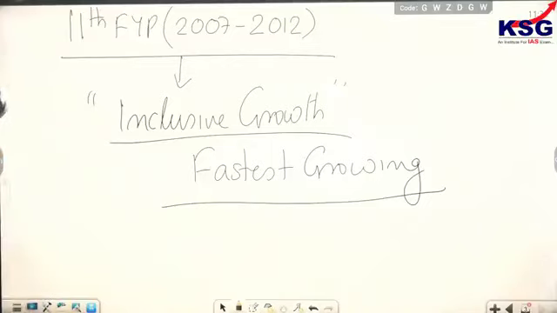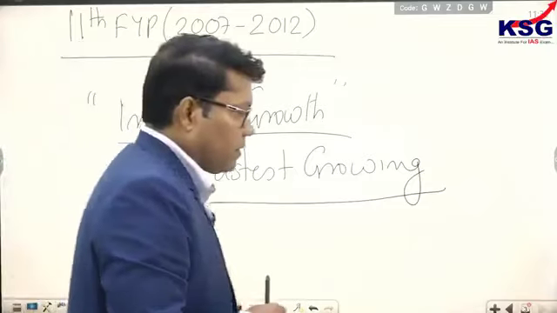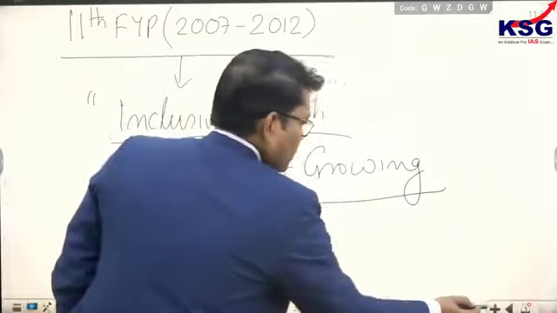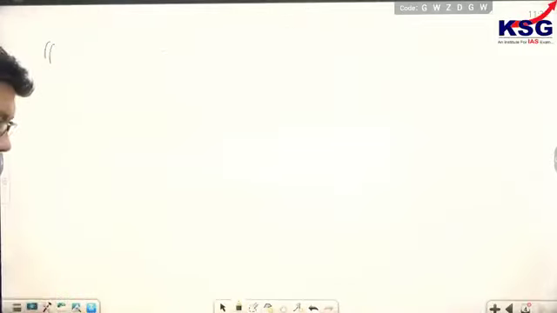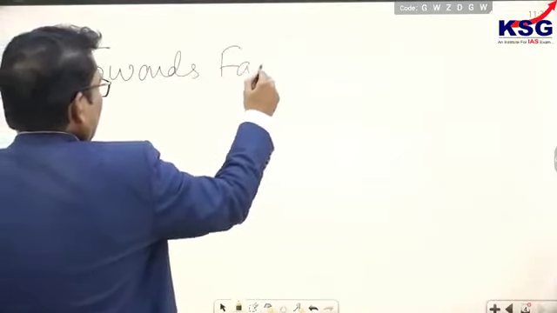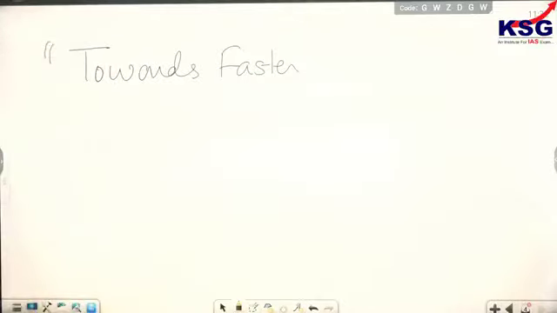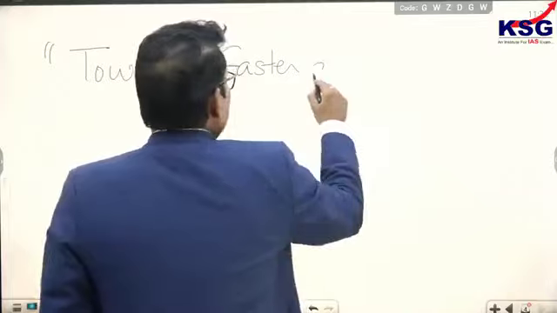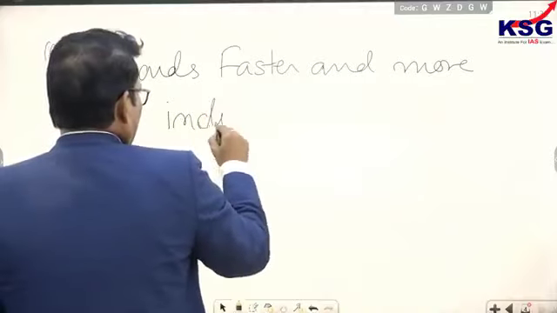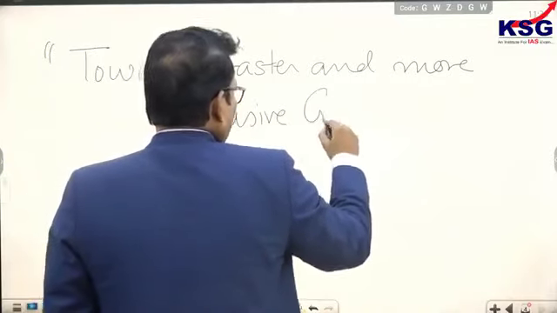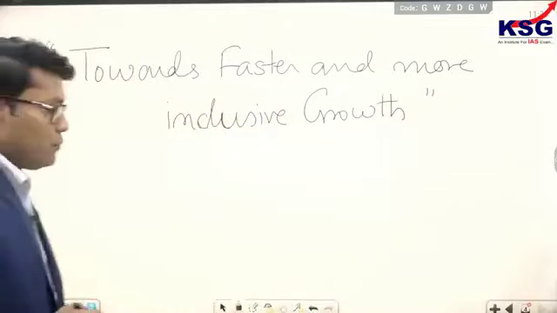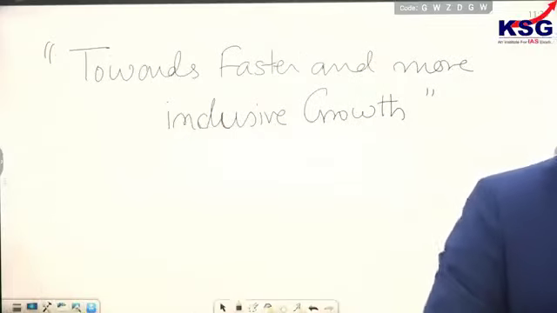Therefore, the objective of this plan was, write it in inverted commas, "towards faster and more inclusive growth."